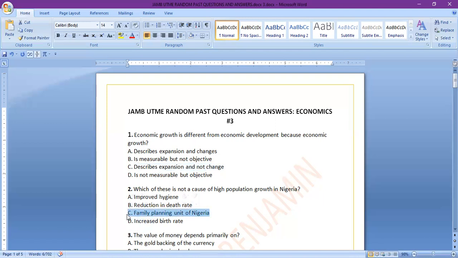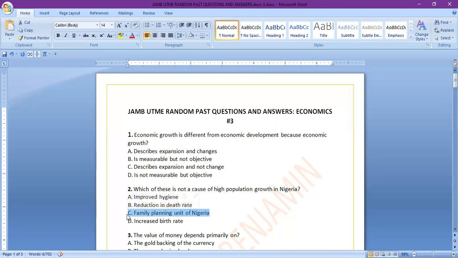The causes of high population. Improved hygiene: when people live a cleaner life, people live in a healthy environment, and sickness will not be killing people as much. And then a reduction in death rate: with improved medical health care, people tend to live beyond a certain level. And the increased birth rate also leads to increased population.